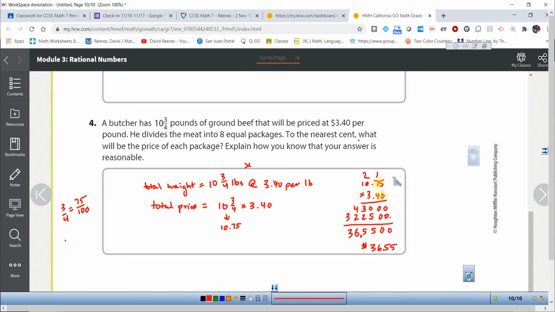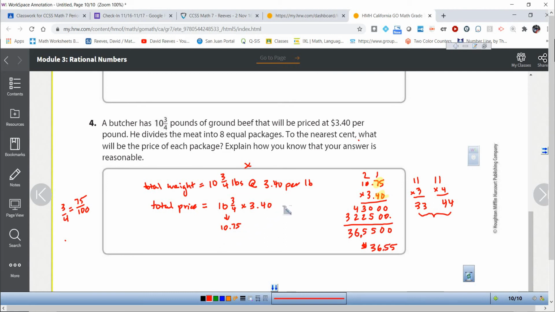And just again, it's always a great idea just to estimate, right? 1075 is close to 11, and 340 is close to 3 or 4. We could say 11 times 3 would be 33, right? And 11 times 4 would be 44. So the answer should be between 33 and 44, and it certainly is.